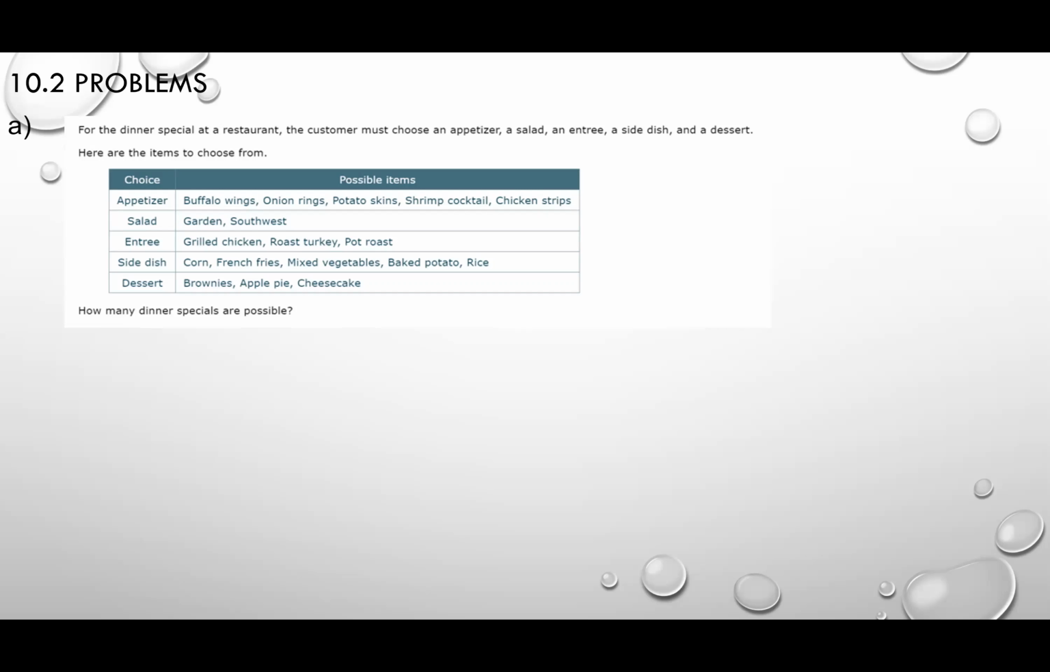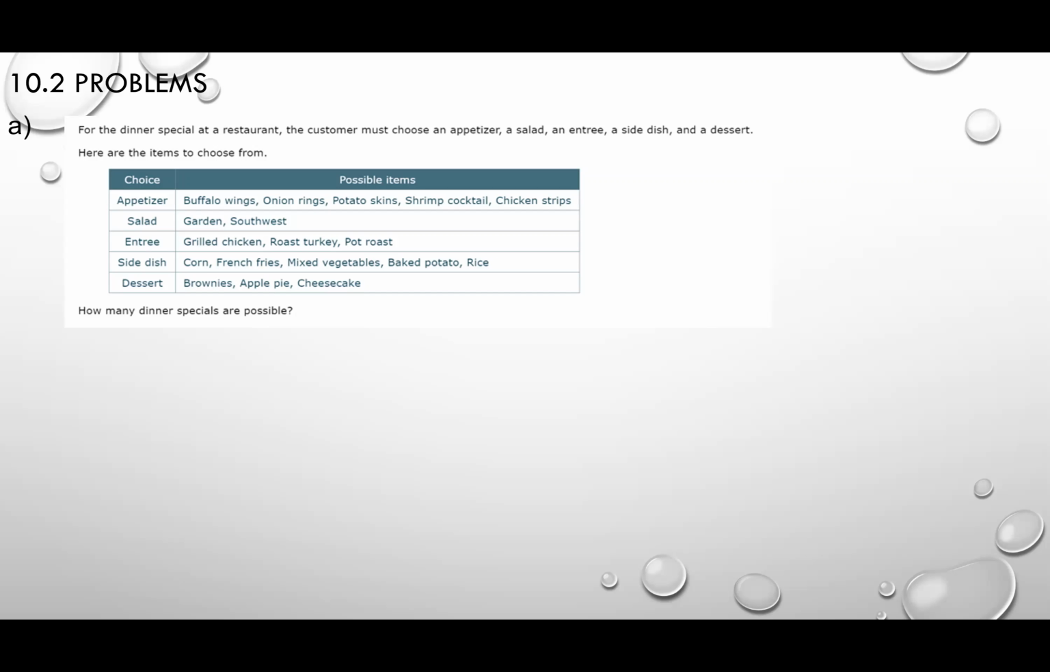Now, how do we distinguish the fundamental counting principle versus the permutation versus the combination? Okay, so one thing is if they ask you how many ways can you mix and match, how many ways can you put this item together, then those will be your fundamental counting principle. If they ask you how many ways can you choose the object from the total, those will be either permutation or combination.